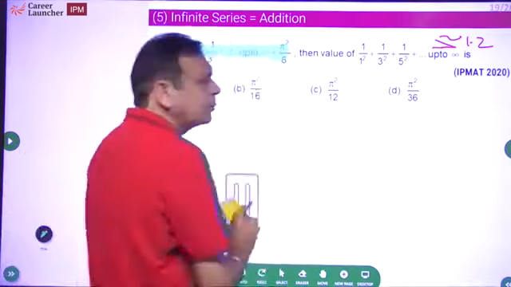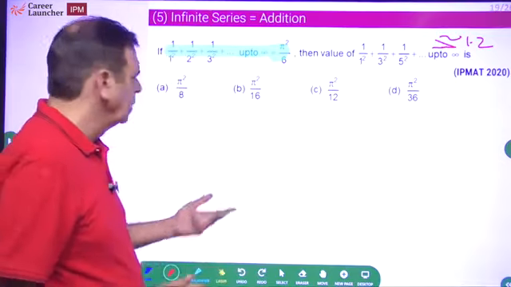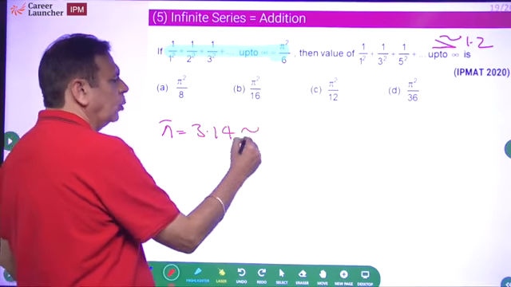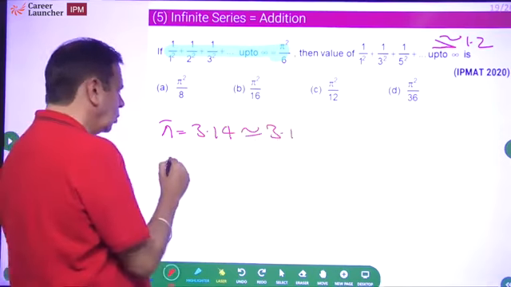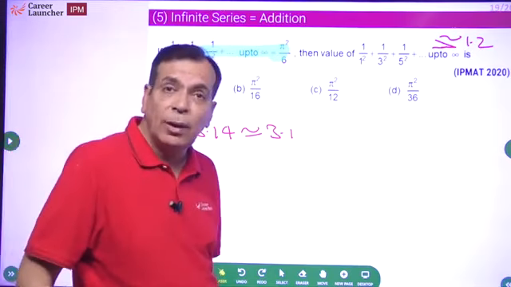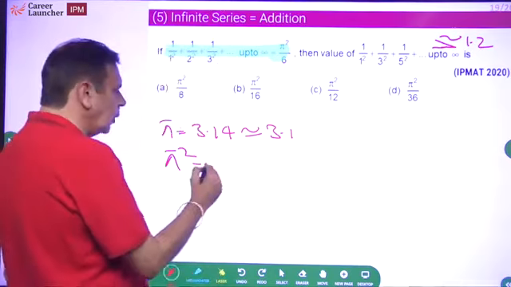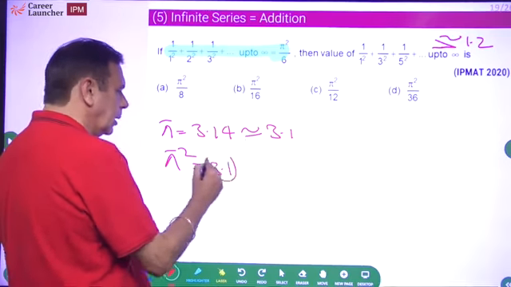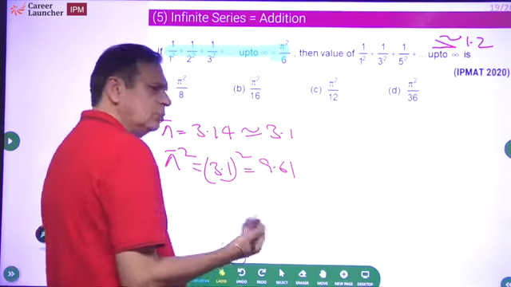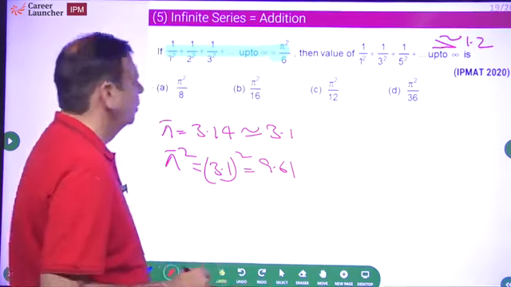I am sure all of you know what pi is. 3.14. Pi is equal to 3.14. I'll take it to be approximately 3.1. So what will be pi square? What is 30 square? 900. 31 square? 961. So 3.1 square or pi square is 9.61. Okay, I'll take it to be approximately 9.6.